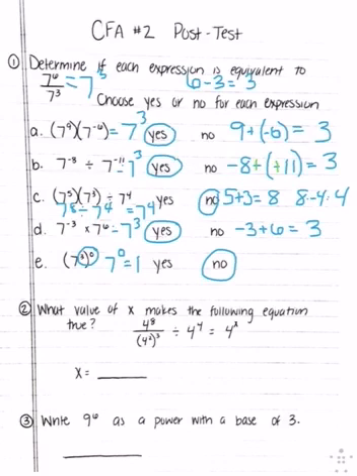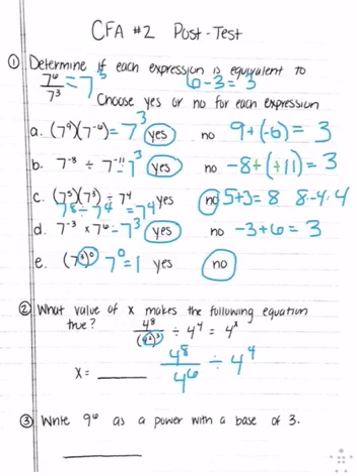Number 2, what value of x makes the following equation true? 4 to the 8th divided by 4 squared raised to the 3rd power divided by 4 to the 4th. I'm going to start by raising to a power down here. We are raising to a power, so we multiply the exponents. 4 to the 8th over 4 to the 6th. 2 times 3 gives us 6.